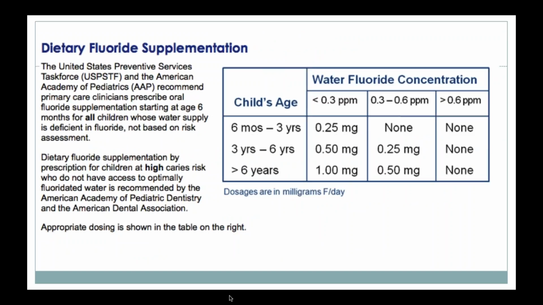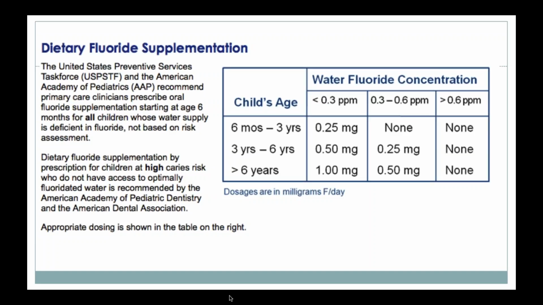So this is more information about fluoride supplementation. The United States Preventive Services Task Force and the American Academy of Pediatrics recommend primary care clinicians prescribe oral fluoride starting at age 6 months for all children whose water supply is deficient in fluoride. And this is not even based on a risk assessment. This is just if they have inadequate water fluoridation.